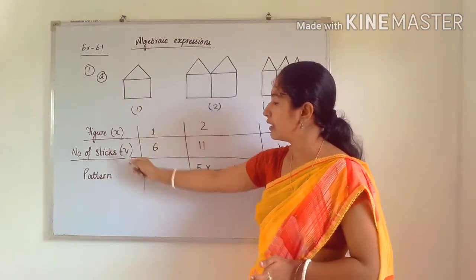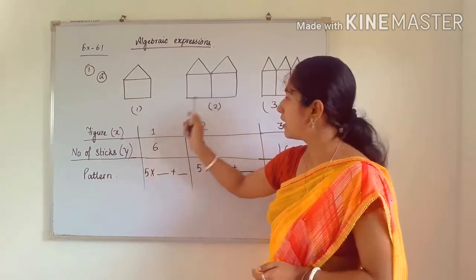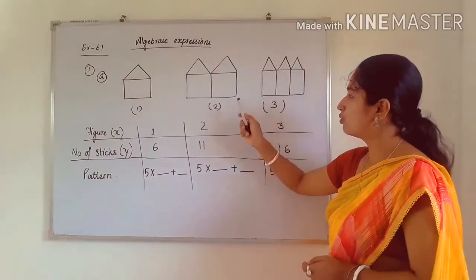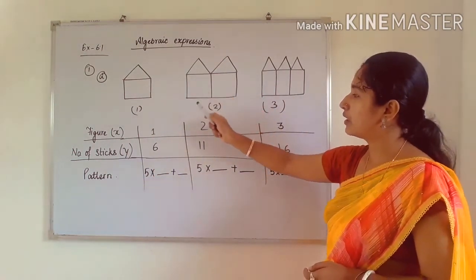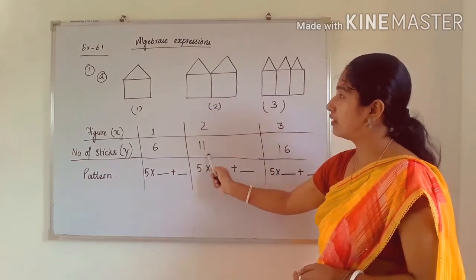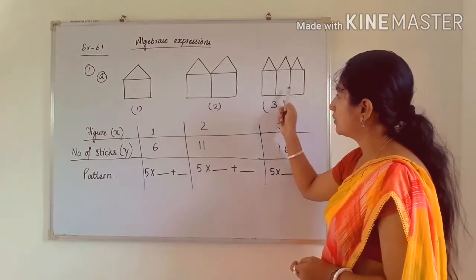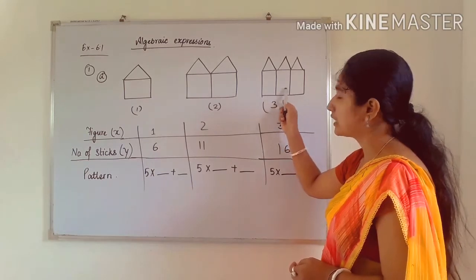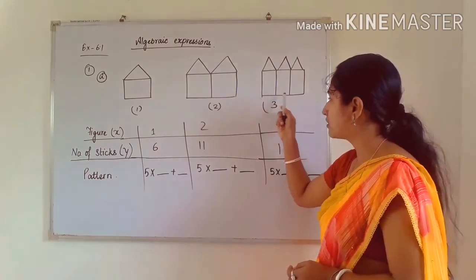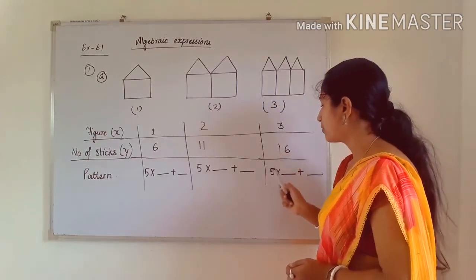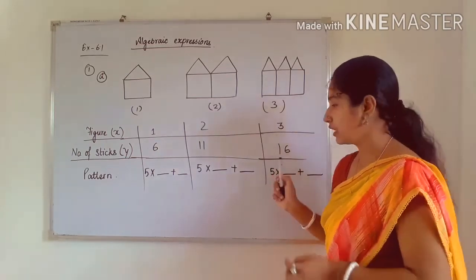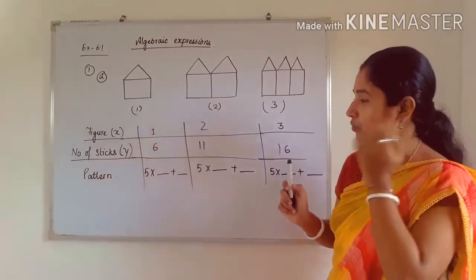and the sticks which we are using to make figure number 1 is what? 6. Similarly, the sticks we are using to draw figure number 2 is what? 11. Similarly, for making figure number 3, we have to use 16 sticks. So now we have to write the pattern.